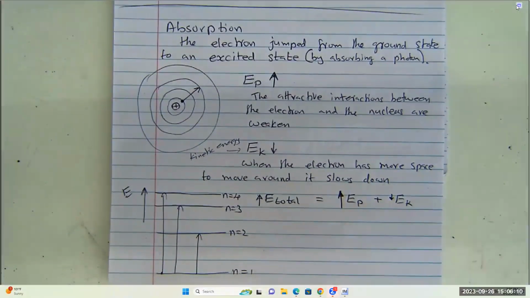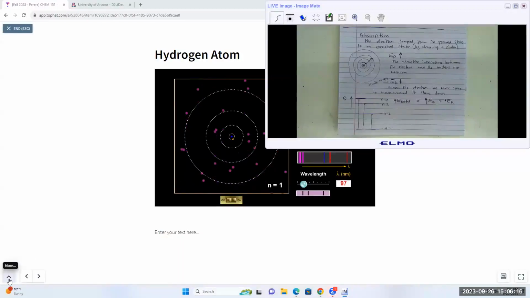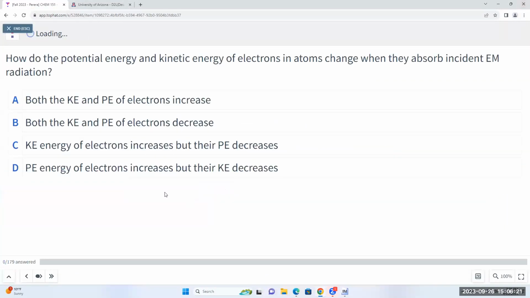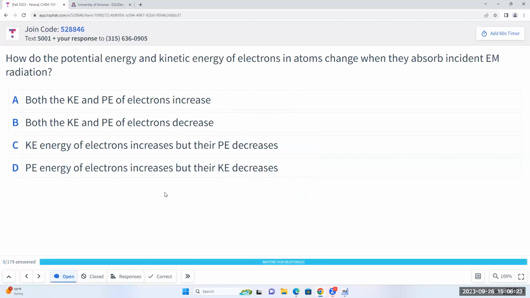Now, anything about the emission then? You know what, before emission, let's do this. Here we go. Here's a question for you on Top Hat, just to make sure everybody's on the same page.